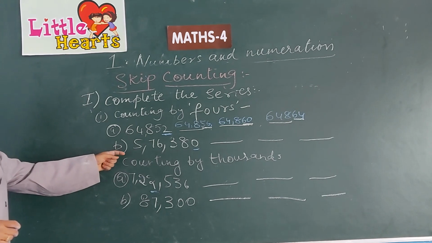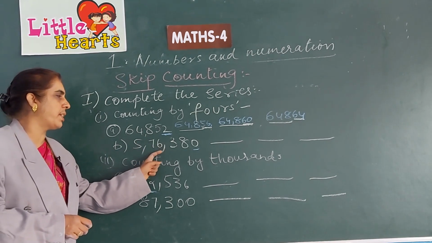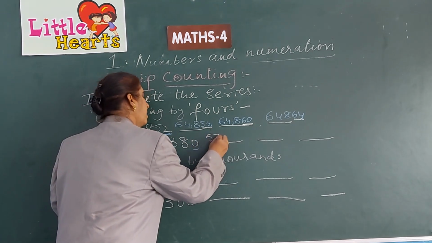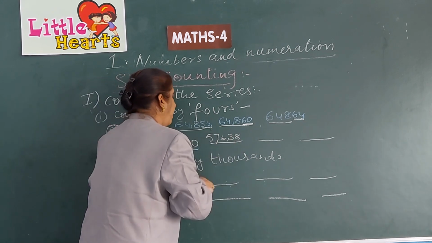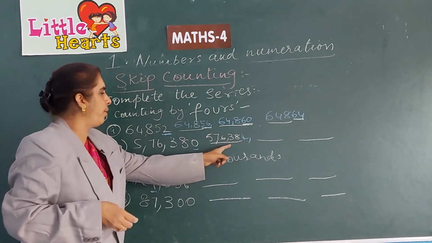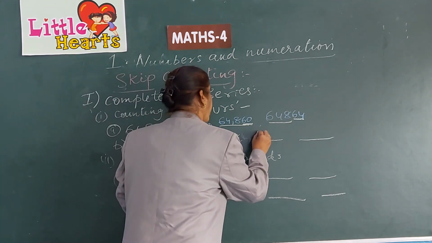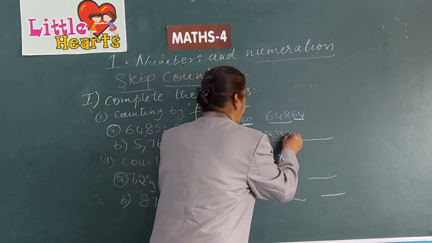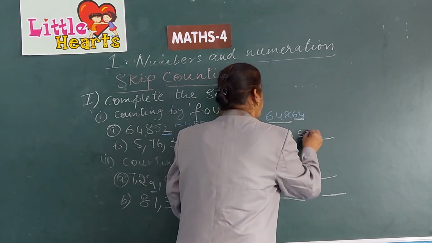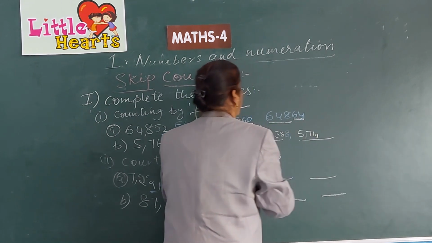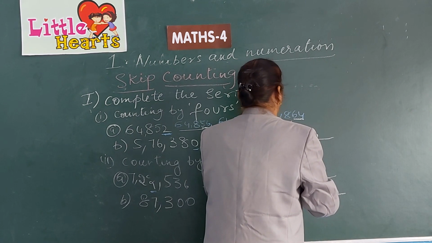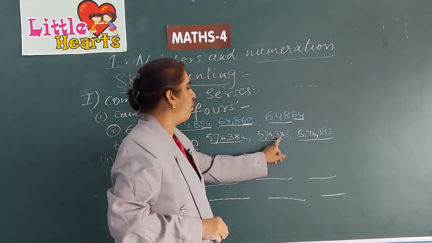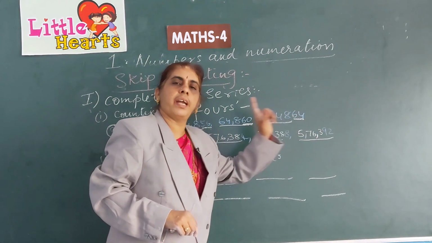So the remaining digits remain the same. Now come to this number, 5,76,380. So the next number is 5,76,384. After adding 4 you got this number. 5,76,388. 5,76,392 is the next number. By adding 4 to 88, you get 92.